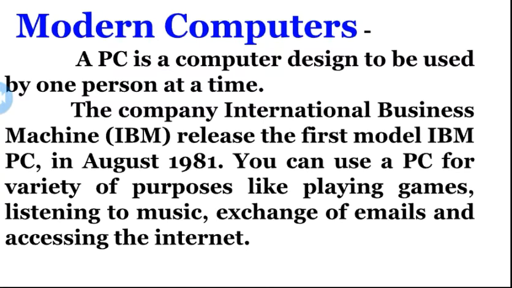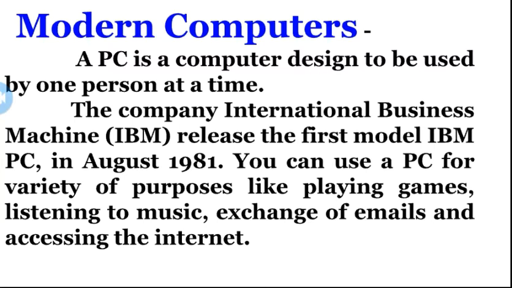Modern computers. A PC, which means personal computer, is a computer designed to be used by one person at a time. The company International Business Machines (IBM) released the first model IBM PC in August 1981. You can use a PC for various purposes like playing games, listening to music, exchange of emails and accessing the internet.